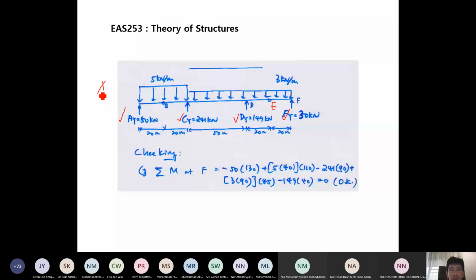So finally checking. This is a step for us to know whether our answer is correct or not. So you take moment at F. Any point that you haven't used, take moment at F, considering the whole beam here, then they should be equal to 0, approximately equal to 0. So that is to verify, to check that our answer that we obtain for the support reactions from our questions are reasonable and are correct.